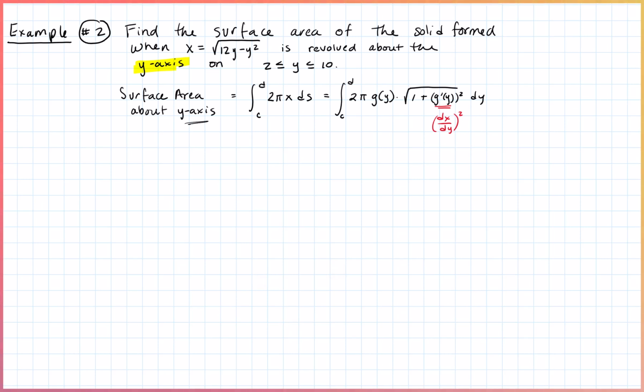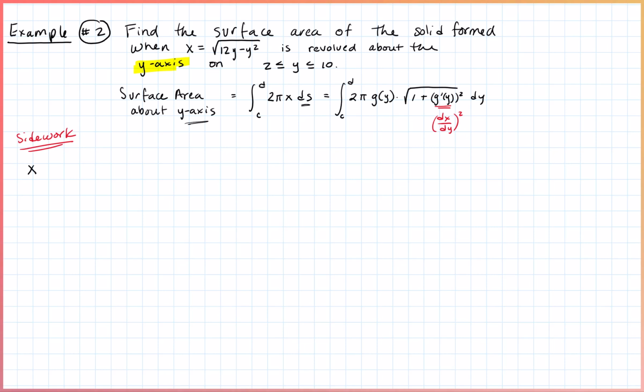So when we go about the y-axis, 2 pi x ds, where ds is that square root of 1 plus what's either going to be dx dy squared with respect to y, or dy dx squared with respect to x. Or you could use the prime notation. So just like before, I like to do my little side work over here. So let's do some side work before we pop this into the integral.